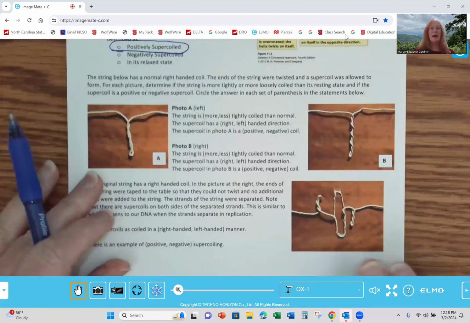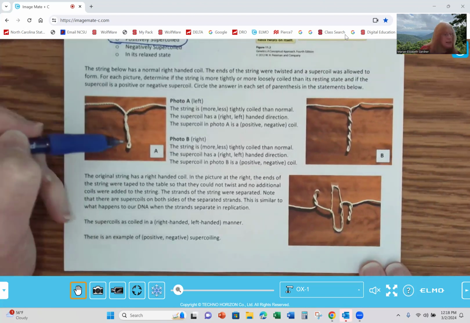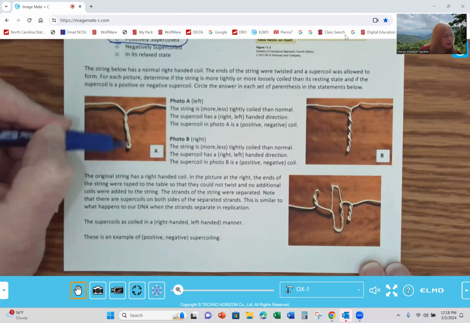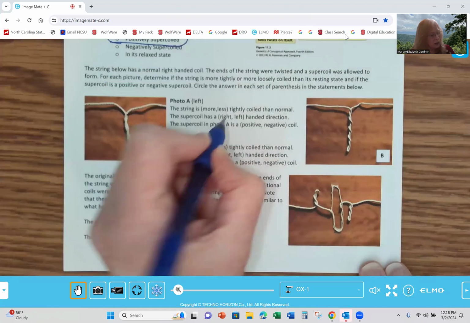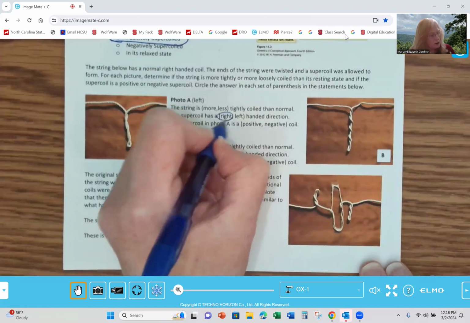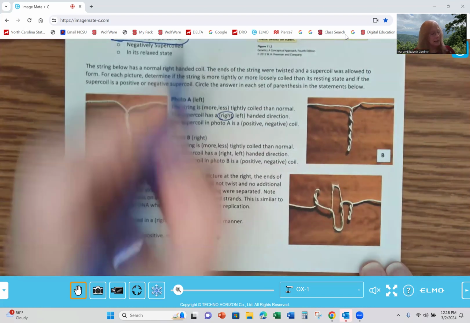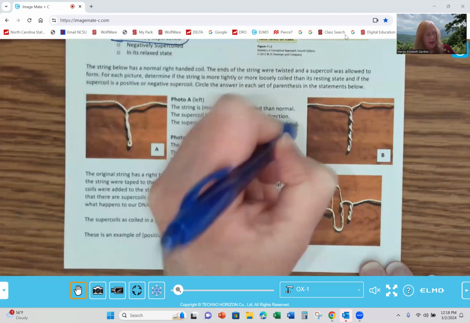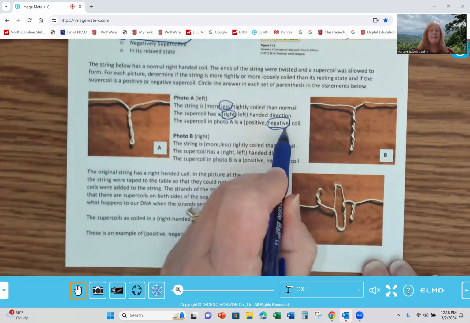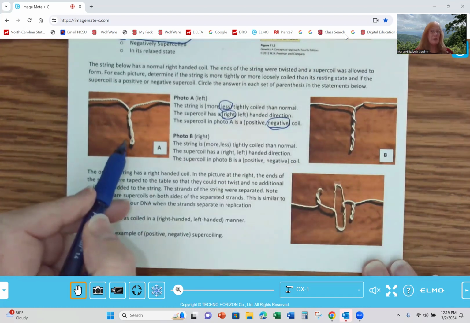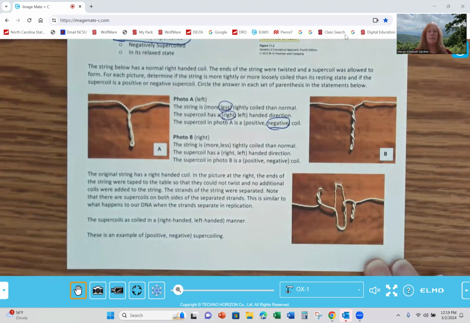So this is why it's important to be able to determine what is a right or a left-handed coil. So if I look, this is the supercoil right here. That supercoil is coiling in the right-handed direction. So the supercoil is a right-handed coil. This means that we must have it less tightly coiled than normal, and we have a negative coil. So even though the questions were phrased in a different order, I looked at the direction of the supercoiling first and answered that part first before going to the other parts.